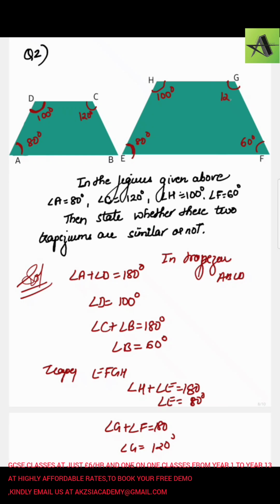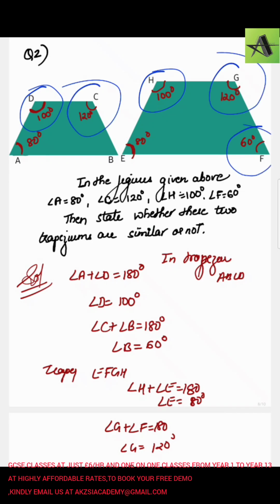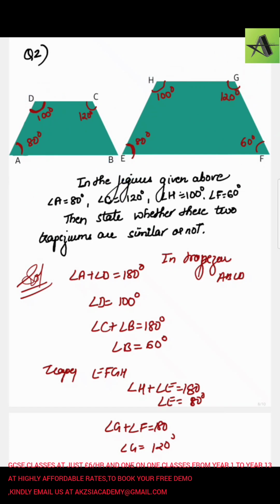Now, if you look at the corresponding angles, they are equal. Angle D is equal to angle H, angle C is equal to angle G, angle F is equal to angle B, and angle E is equal to angle A. So in this way, all the corresponding angles of these trapeziums are equal, and hence these both trapeziums are similar figures.